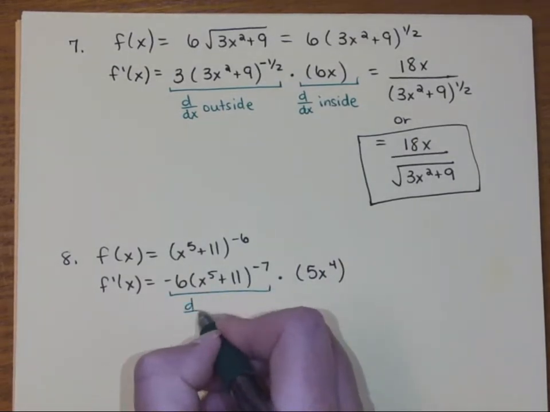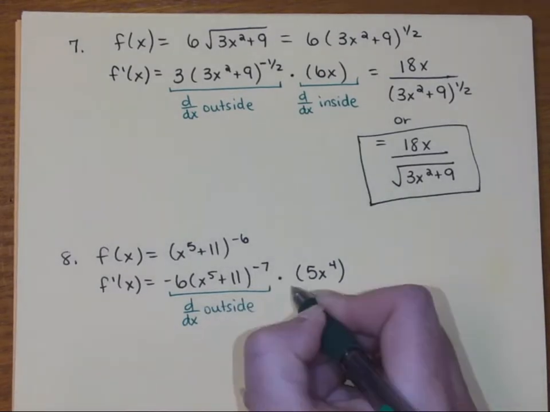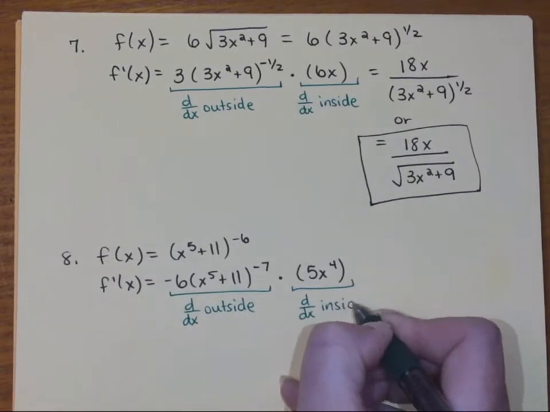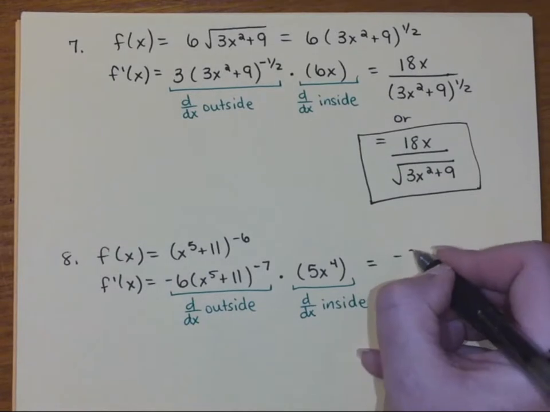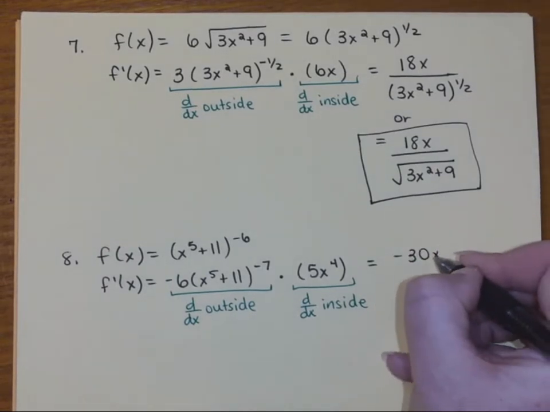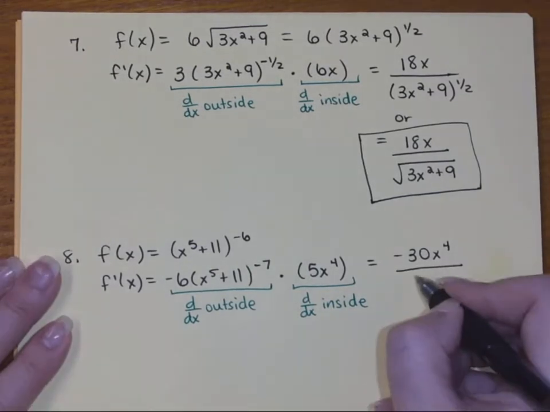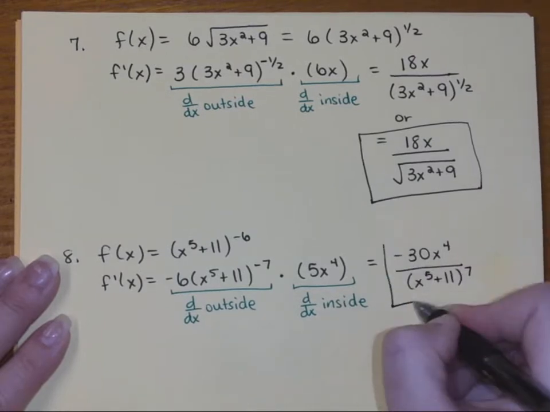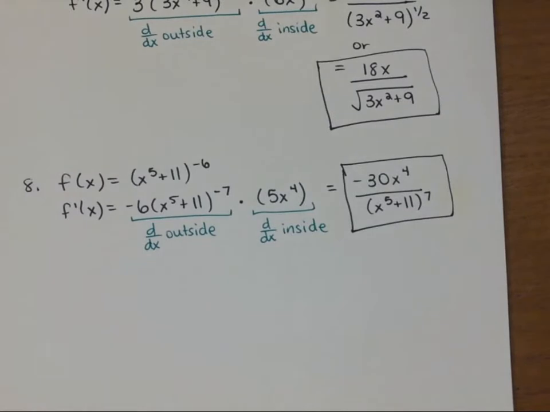So this is the derivative of the outside, and this is the derivative of the inside. If you rewrite this, it'll look like negative 30 x to the 4th, right? Because negative 6 times 5 is negative 30. And then on the bottom, and it's on the bottom because of the negative exponent, you'll get this. That would be how I'd want your final answer to look there.